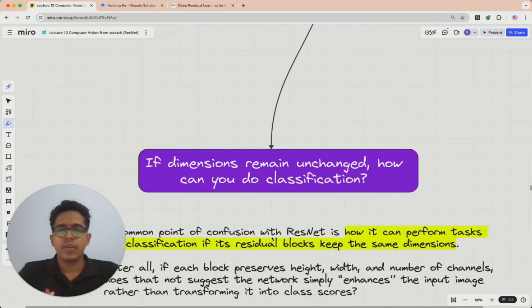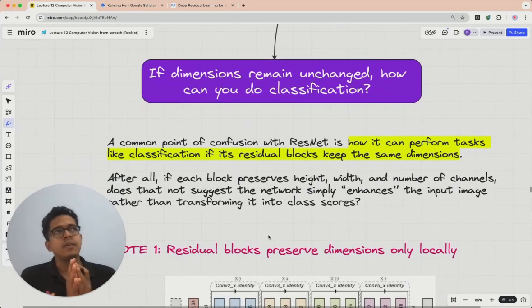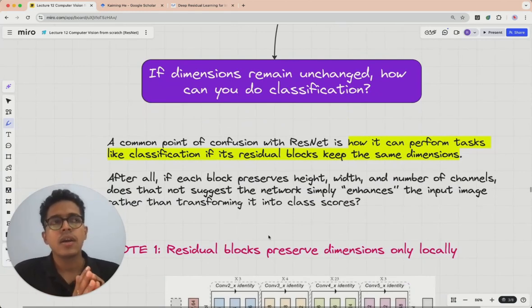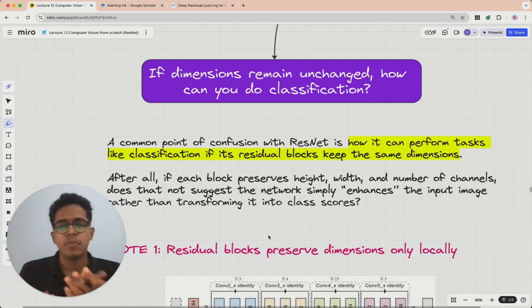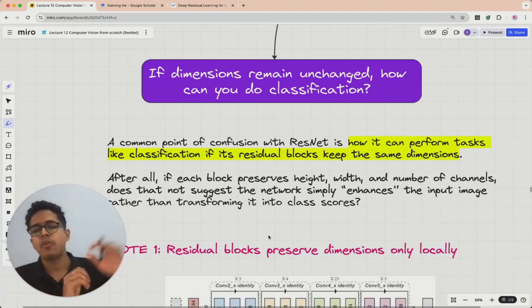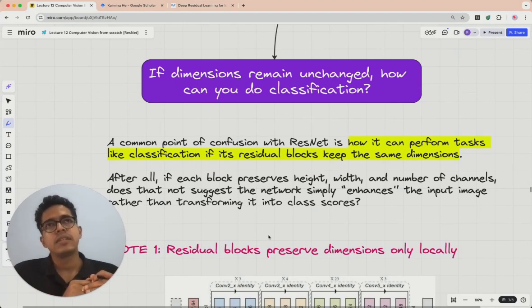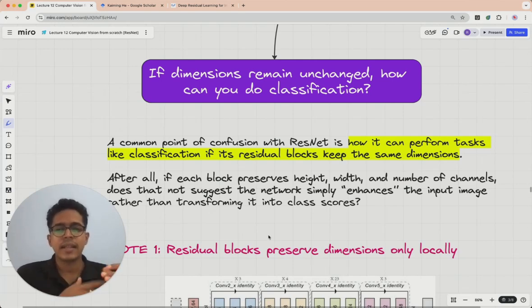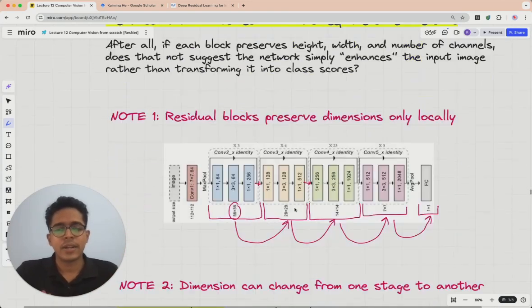Now, you may have a question like, if dimensions remain unchanged in the ResNet block, how can you perform classification? Because let's say you are inputting an image of 32 by 32 size. In the final output layer, you might need just a 0 or 1 as the output, or a softmax distribution as the output, right? So how do you do that? This is where you should understand that between two different blocks, ResNet can have varying sizes through max pooling or any other operation that reduces the dimensionality.